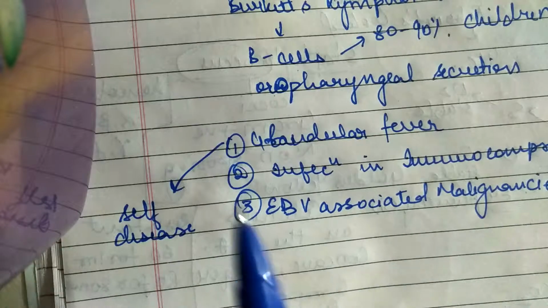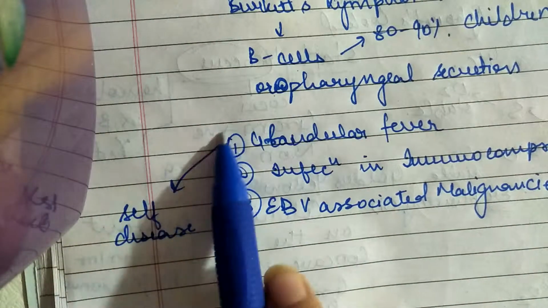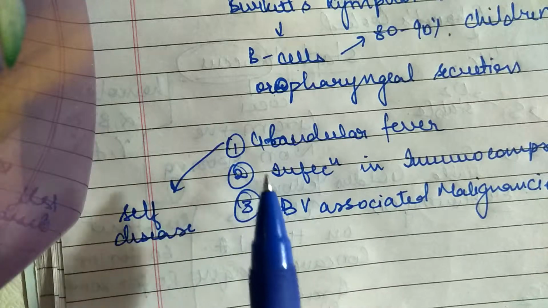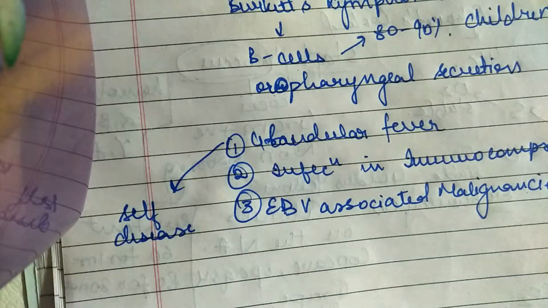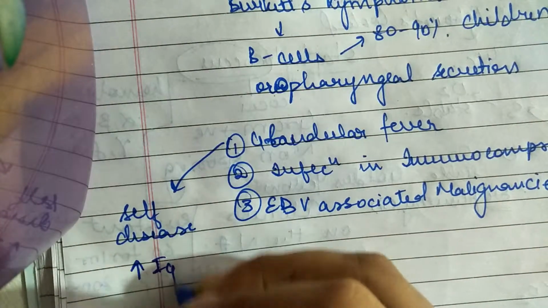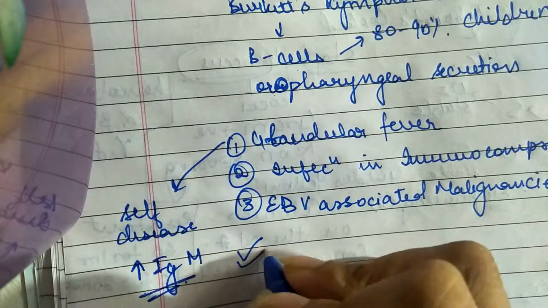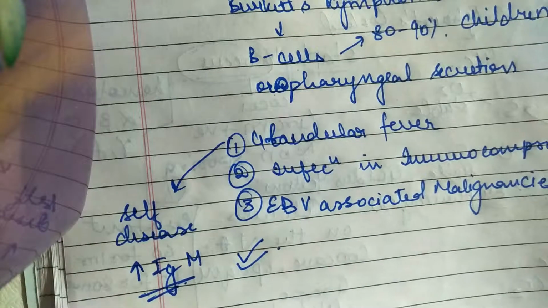What happens in this is it is affecting B lymphocytes. So B lymphocytes will start producing IgM immunoglobulins. Therefore there will be a high level of IgM in the blood, so we can detect it by the presence of IgM in the blood.